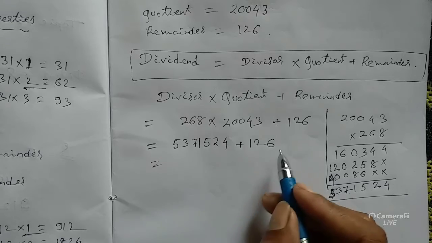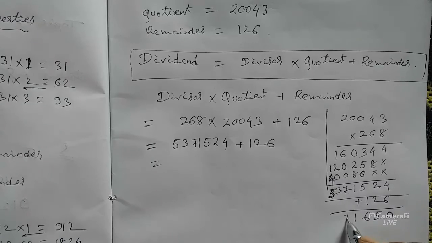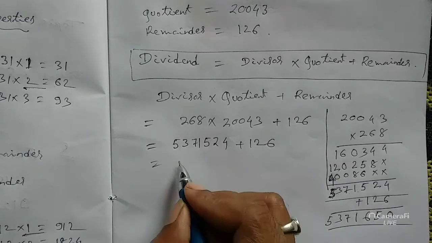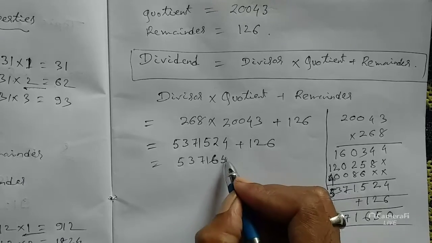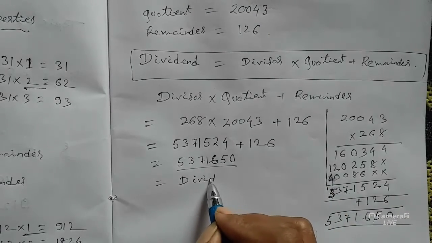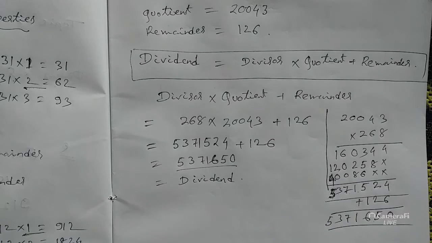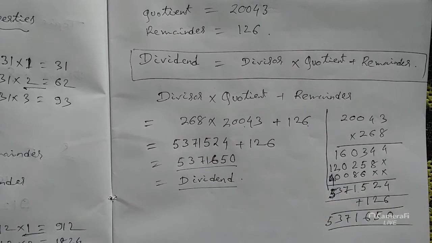So add this. If we add 126 with this number, 6 plus 4 is 10, 1 carry, 2 plus 4 plus 1 is 5, 5 1 6, 1 7 3 5. So this result is 5371650. Now check, this number was the actual dividend. So we are getting that divisor into quotient plus remainder is equal to the dividend. So our result is true.